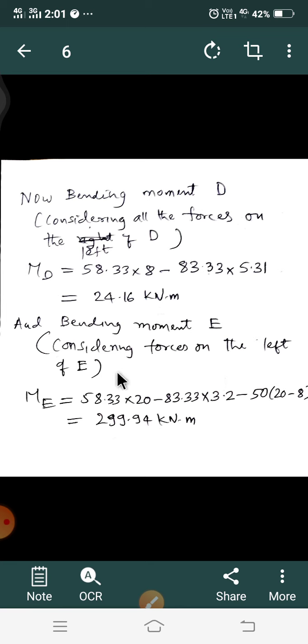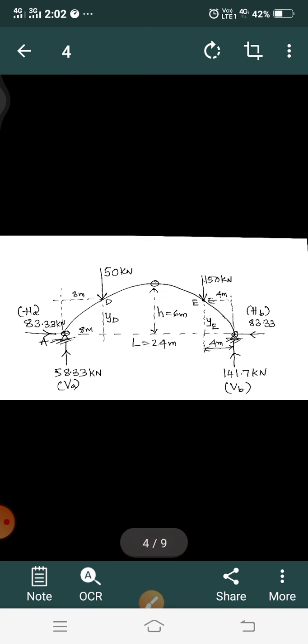Now let us find out the bending moment under the point load at E, considering the forces on the left side only. Again I have considered the left side, you can consider the right side also. Similarly, using the same concept, ME is equal to 58.33 into 20. Since I am taking moment about E, it is 58.33 into this distance up to the point load, which is 20 meter, because this side it is 4 meter.